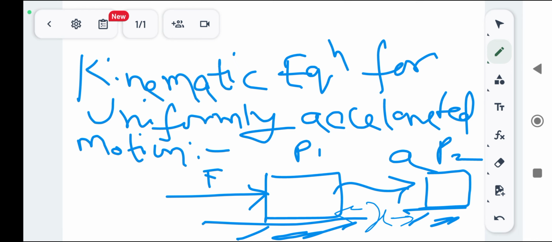Suppose when force F is applied, initial velocity of the object is v0 and final velocity is v. Now the kinematic equation for uniformly accelerated motion. So suppose when force F is applied on a particle, it moves from position P1 to P2. Then initial velocity of the object is v0 and final velocity is v, and it travels a distance x.